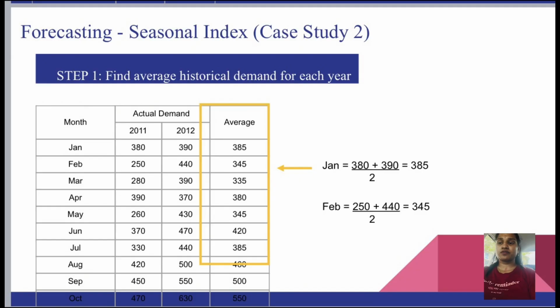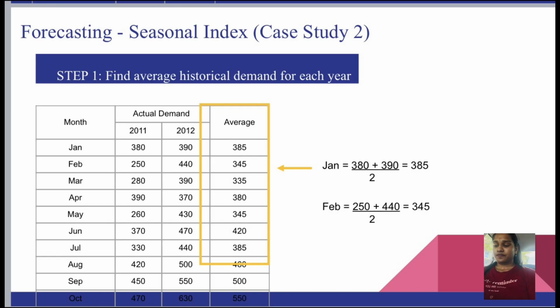So for example, for January, we sum 320 plus 390 divided by 2, and we get an average of 385. Then for the month of February, we sum up 250 plus 440 and divide by 2, and we get an average of 345. Then we repeat the same method for all the 12 months to get the averages of the months.